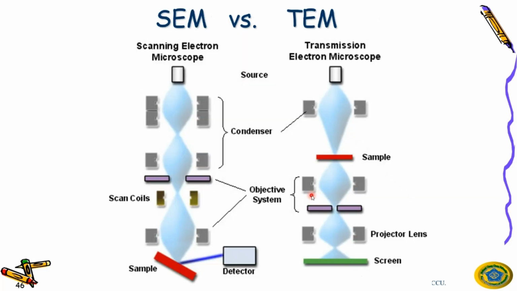So comparing the SEM and TEM, as you can see, you put the sample at the end of the beam, but for a transmission electron microscope, you put the sample in the middle. So these are two different microscopes. You see the differences.